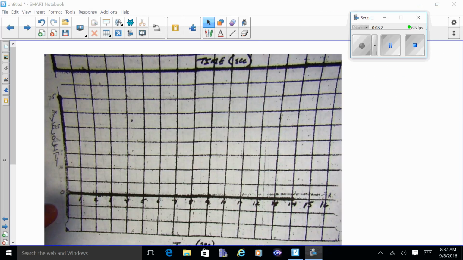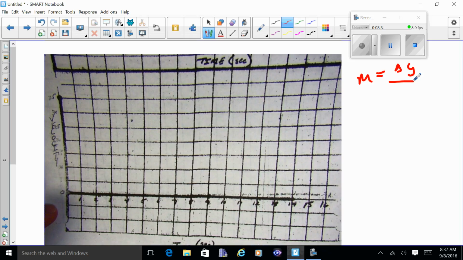The acceleration graph is on the bottom of the screen. So now we have to look at what we have here. If slope equals change in y over change in x, now on my y-axis I have velocity, and on my x-axis I have time. Well, velocity over time is acceleration. So once again, the slope of a velocity over time graph is the same thing as acceleration.